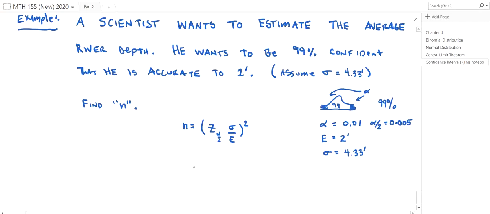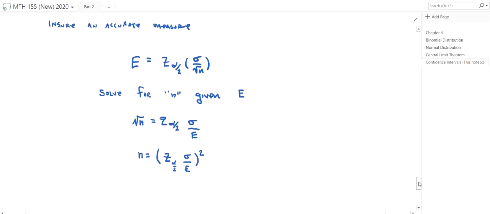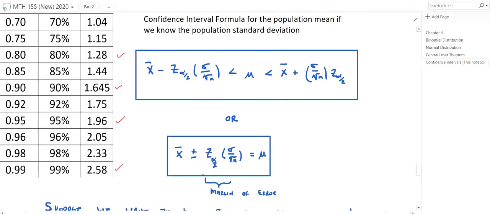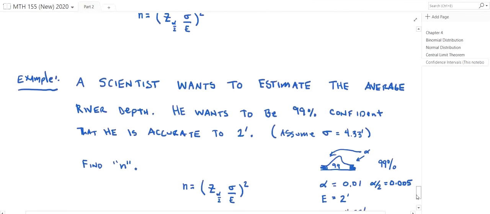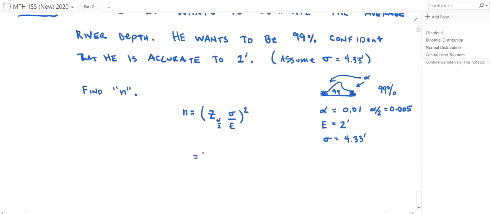Okay, so now it's just a matter of plugging things in. Z alpha over 2, Z for 0.005, Z of a 99% confidence interval. I can just come up here and see that that is 2.58. I don't have to go to the tables and figure that out. You could if you want to, but you can take that shortcut.